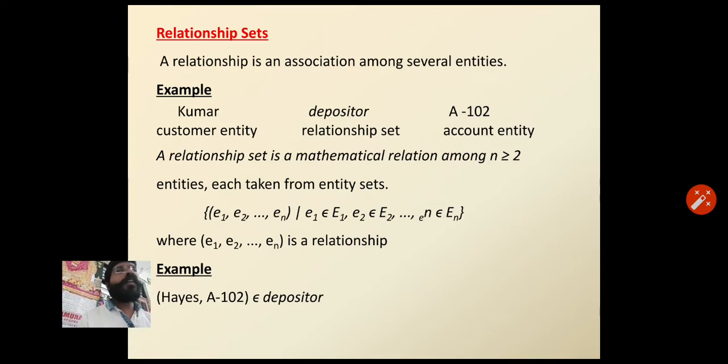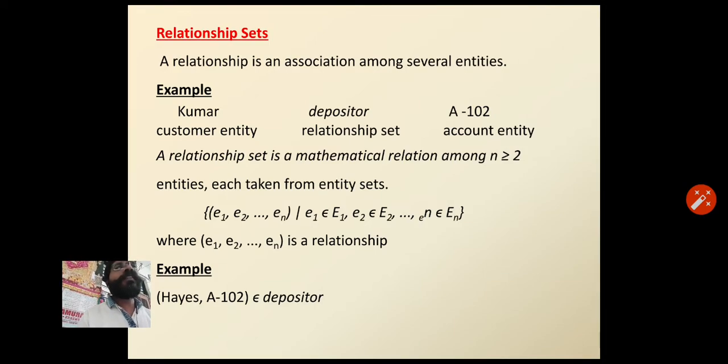Mathematically, we can define a relationship set as a mathematical relation among n greater than or equal to 2 entities. That means two or more entities must be taken from the entity sets. Here E1, E2, E3, En is an entity set, and each entity can be related.